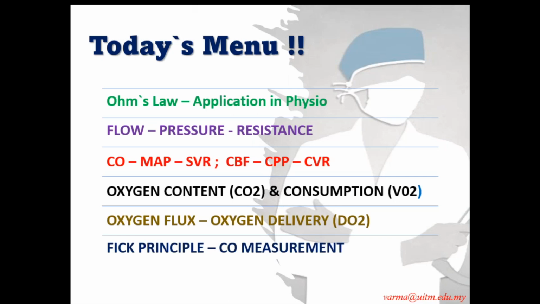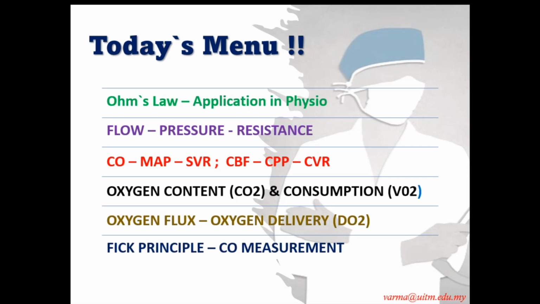Today's menu: we're going to talk about Ohm's law. What is Ohm's law? What is the application of Ohm's law in physiology? Next, we're going to talk about the relationship between flow, pressure, and resistance. Then how these three things are involved in equations in the cardiovascular system, as in how you are going to get your cardiac output, mean arterial pressure, and systemic vascular resistance, and also how this is extrapolated and used in other systems as well, for example the central nervous system.